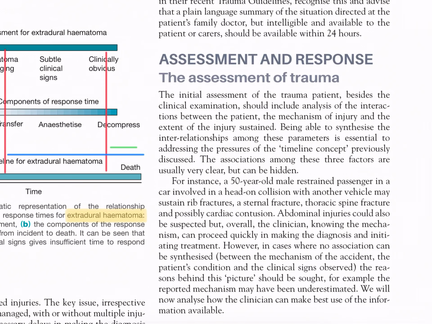Assessment and response. The assessment of trauma. The initial assessment of the trauma patient, besides the clinical examination, should include analysis of the interactions between the patient, the mechanism of injury, and the extent of the injury sustained. Being able to synthesize the interrelationships among these parameters is essential to addressing the pressures of the timeline concept previously discussed. The associations among these three factors are usually very clear but can be hidden.